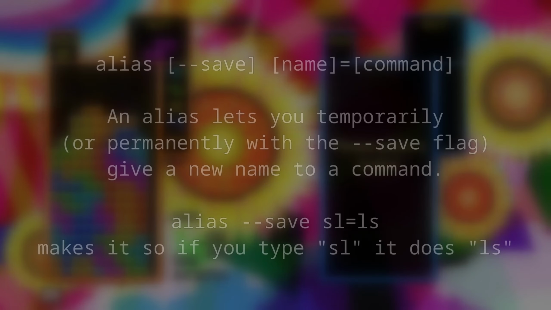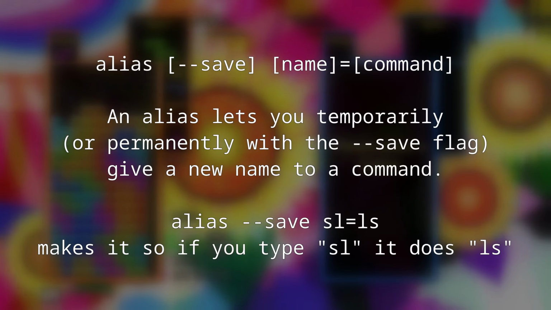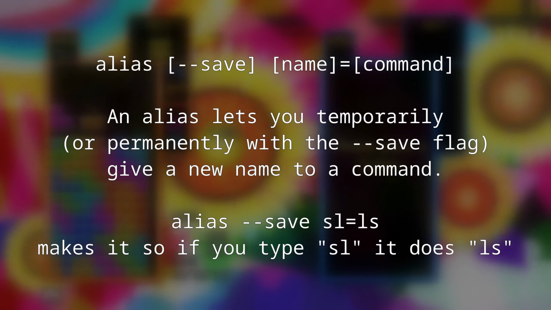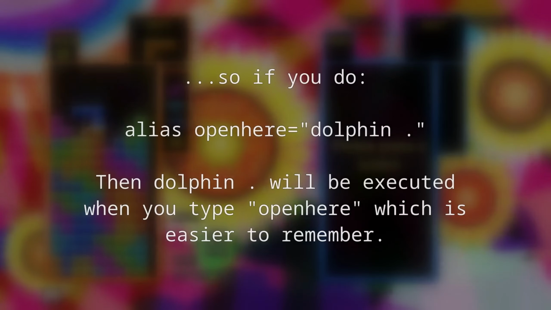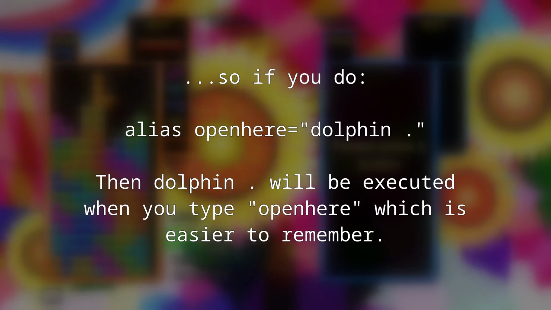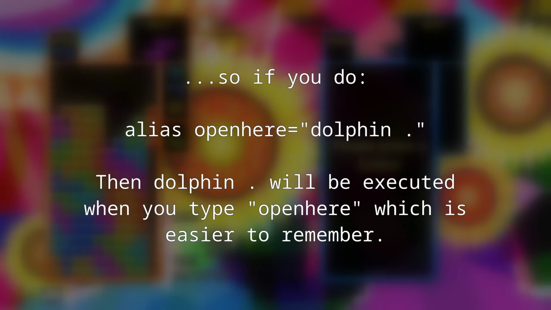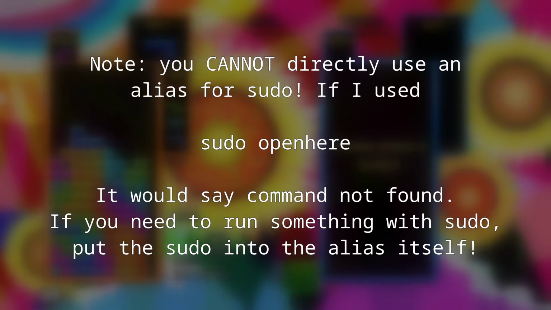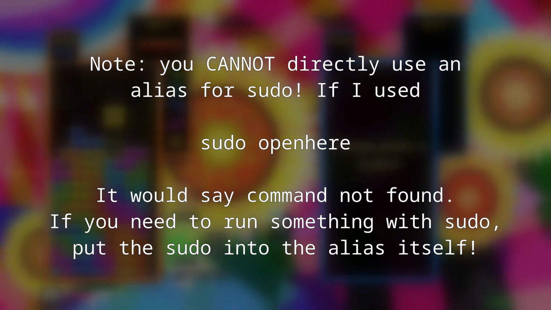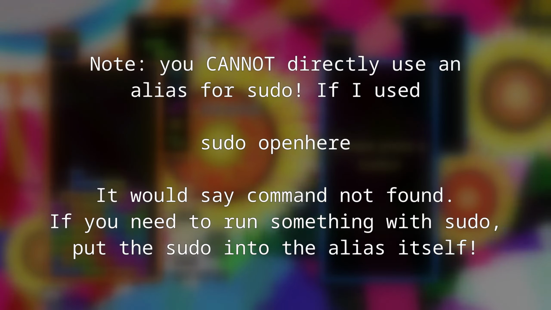Okay, but what if you don't want to type dolphin dot every time you want to open dolphin where you are? That's where aliases come in. You can basically take any single command and assign it a new name. So if I did alias open here dolphin dot, then when I type open here, it opens dolphin where I'm at. This is a lifesaver feature because it makes it so you don't actually have to remember most commands outside of the basic ones like cd and ls. If you figure out a really complicated command that you want to use regularly, then making an alias for it saves a ton of time.